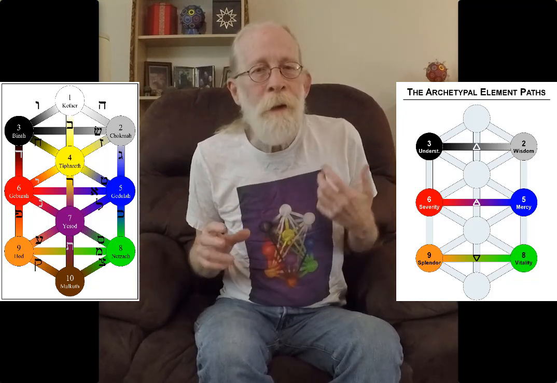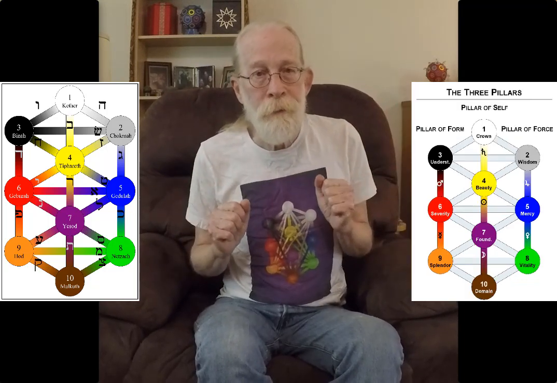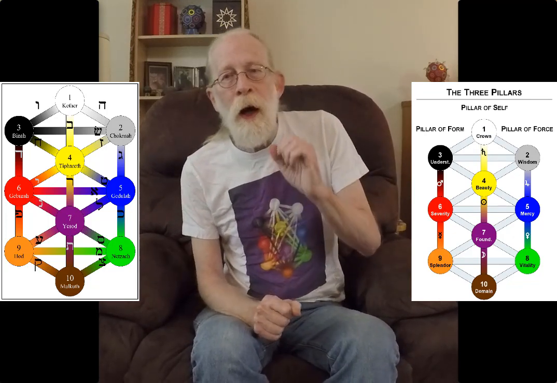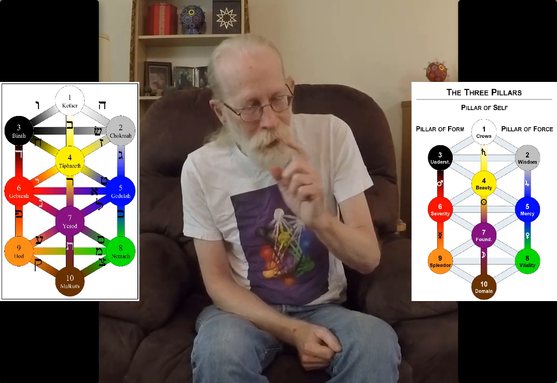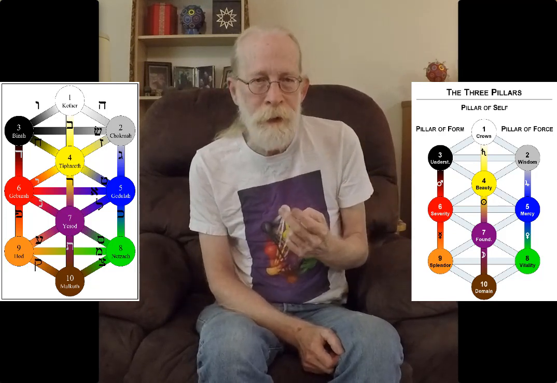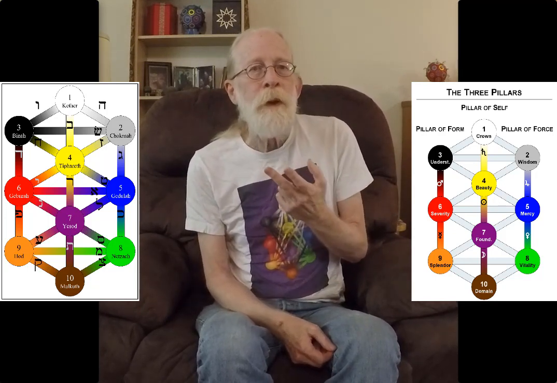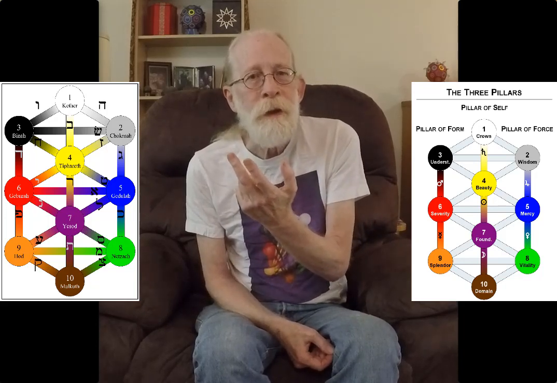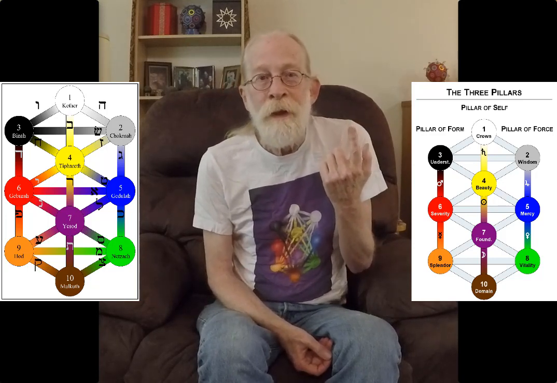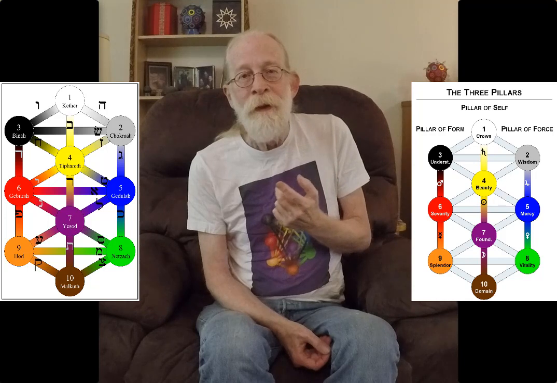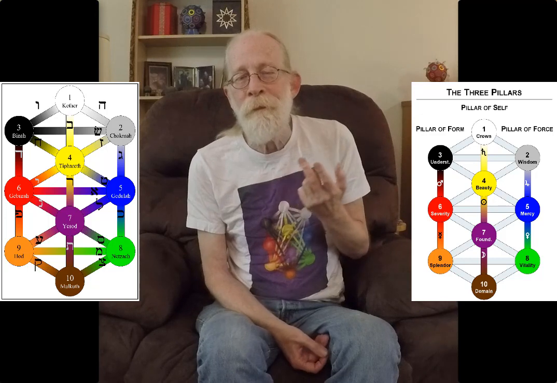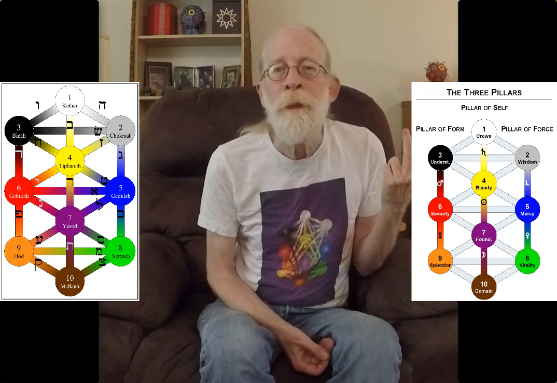Now we have the 7 double letters. Now, the double letters, these 7 letters, all of them except for one have two ways in which they are pronounced. Okay? Like Gimel can be G or J. Daleth can be D or T. Kaf can be K or K. Pe can be P or F.